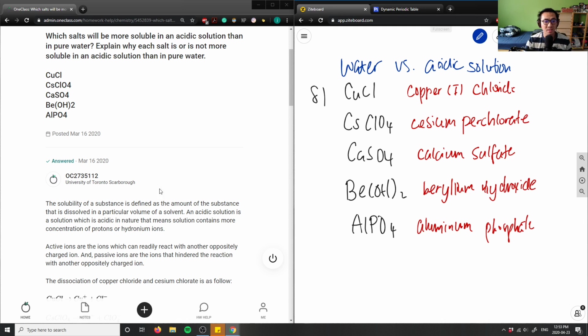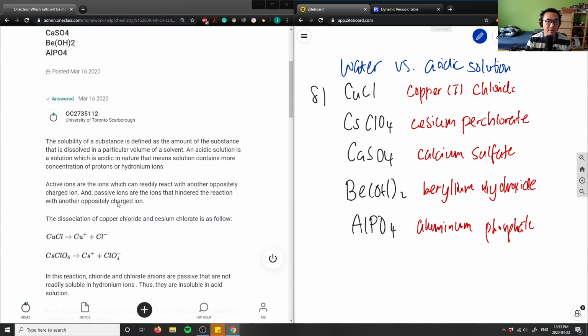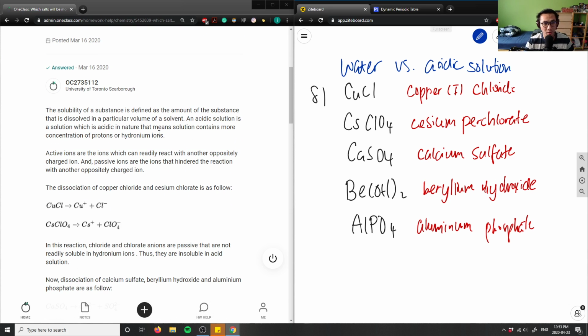So it says here, the solubility of a substance is defined as the amount of substance that's dissolved in a particular volume of solvent. That's good. So we have the dissociation of copper chloride and cesium perchlorate as follows. That's good. So they just broke them down into their ions, right? So we have copper and the chloride ion. That's good. We have cesium and the perchlorate ion, which is good.